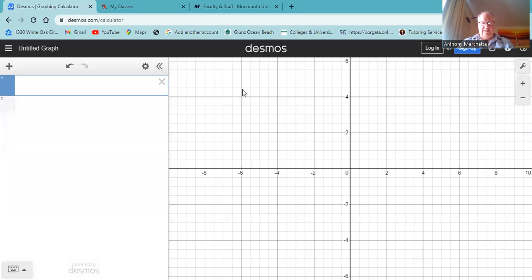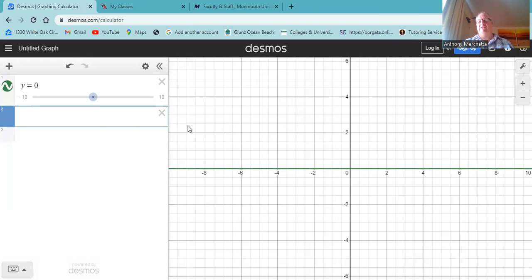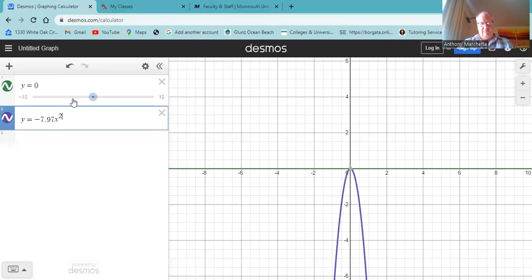Okay, of course we have y equals 0. Now y equals 0, for those of you who know, is just the x-axis. As you can see, the x-axis has been highlighted in green to represent the line y equals 0. The right side of that equation was a little ugly. Y equals negative 7.97 x squared plus 312 x minus 356.